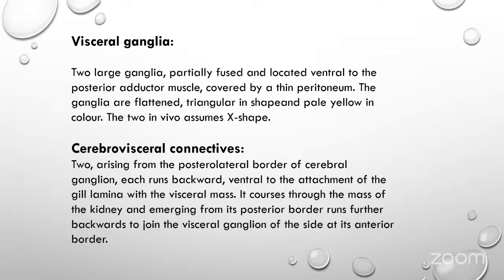Cerebrovisceral connectives: two, arising from the posterolateral border of the cerebral ganglion. Each runs backward, ventral to the attachment of the gill lamina with the visceral mass. It courses through the mass of the kidney and, emerging from its posterior border, runs further backwards to join the visceral ganglion of the side at its anterior border.